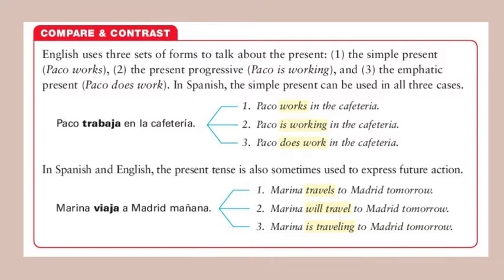In Spanish and English, the present tense is also sometimes used to express future action. For example, Marina viaja a Madrid mañana. Marina travels to Madrid tomorrow. Or Marina will travel to Madrid tomorrow. Or Marina is traveling to Madrid tomorrow. Notice that the Spanish simple present tense has many meanings inside of it. They can mean all these different forms in the present tense that we use in English. And you might want to literally translate Paco is working in the cafeteria or Paco does work, but just know that the simple present tense means it already, and we don't need these auxiliary helping verbs as we do in English.